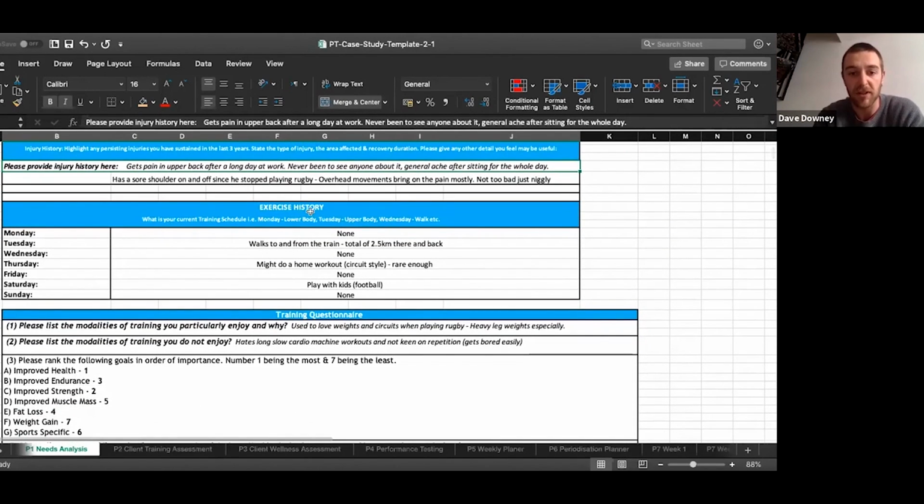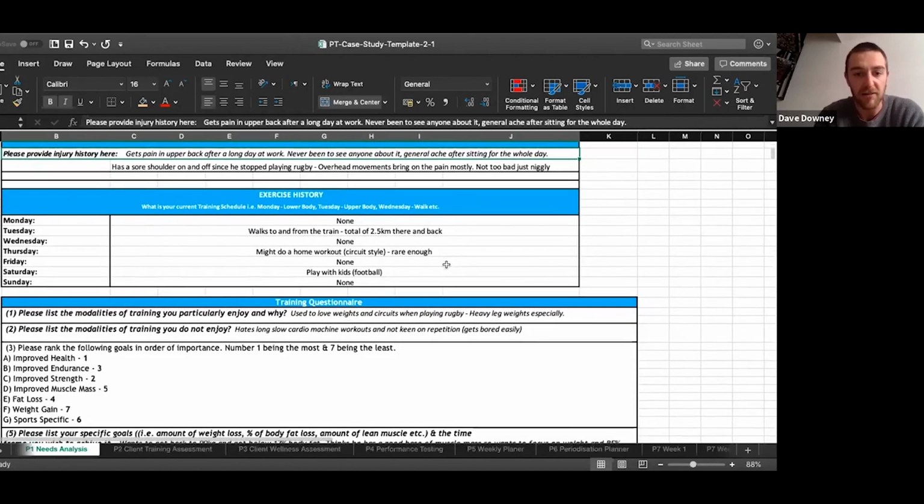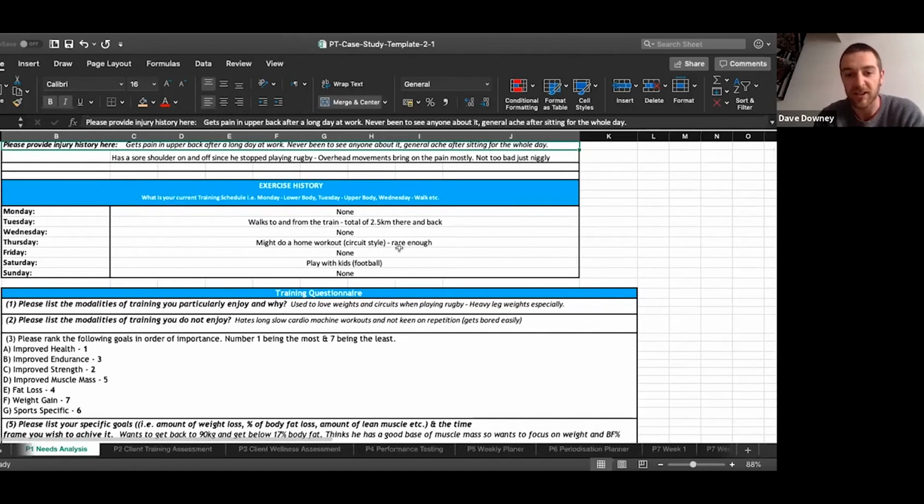Then when we move forward into exercise history, this is basically his outline for a general week. Monday, he would do no exercise. Tuesday, he walks to and from the train, a total of 2.5 kilometers there and back, which again is obviously not a lot. Wednesday, nothing. Thursday, he might do a home workout, circuit style, but when he expressed that, you can tell in your interviewing that it's very rare. Friday, nothing. Saturday, he might play with his kids, kick a ball around and the like, and Sunday, nothing.